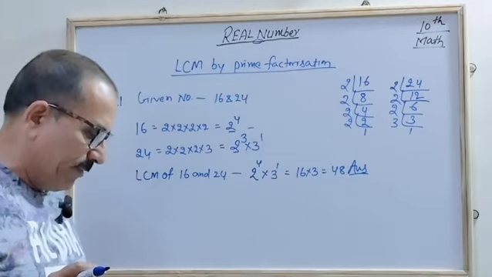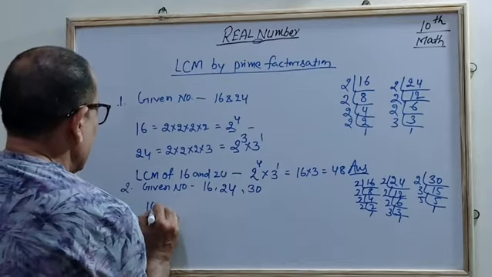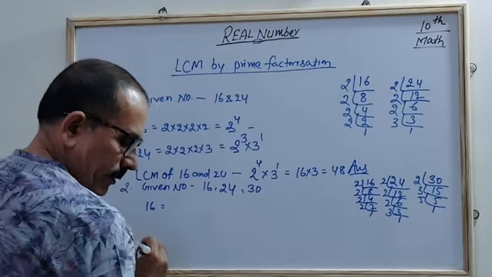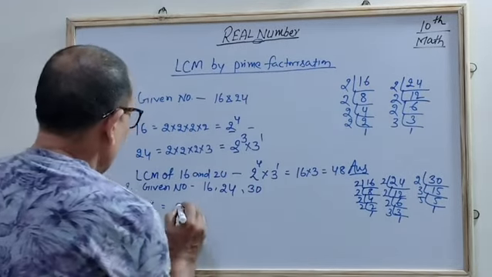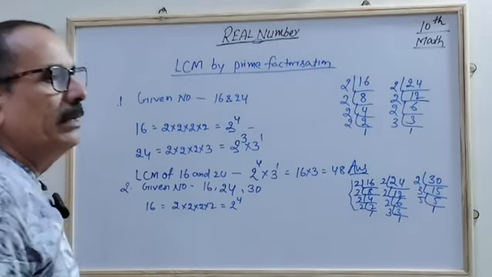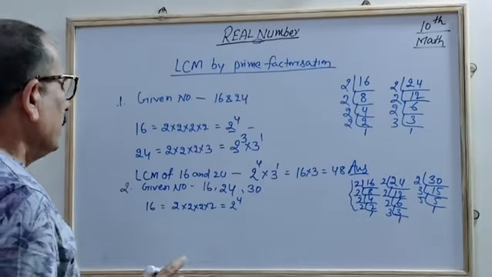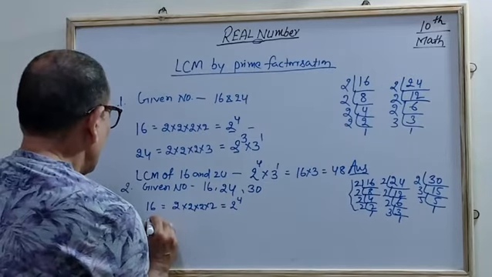The next is 30. We will do 30. 2 into 15 is 30, 3 into 5 is 15, and 5 into 1 is 5. So we will do the prime factorization. 16 is equal to 2 into 2 into 2 into 2. Can you see, it is 4 times we are writing. So in the exponent form we write 2 to the power 4. Exponent form, correct?